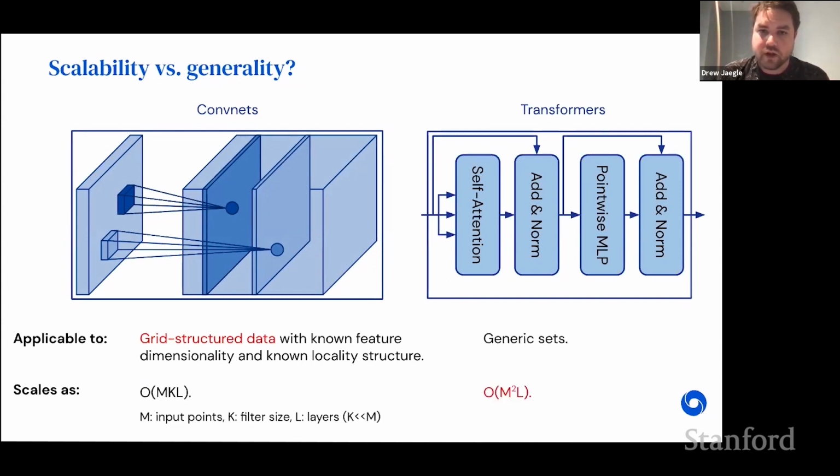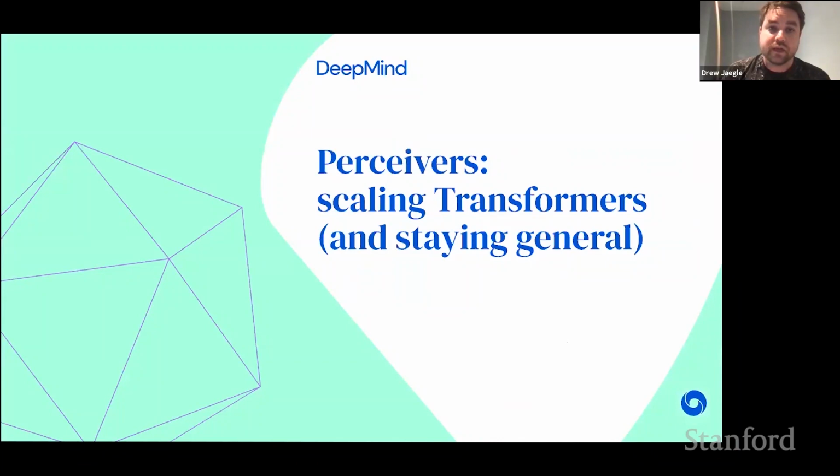On the other hand, they scale much, much worse. So convnets are linear, in the input points, the filter size, and the number of layers of that architecture, whereas transformers have this quadratic scaling, and they're still linear in the depth. So from this point of view, what we were interested in doing in the Perceiver line of work was to scale transformers, but keep the generality properties. So we want something that lives in between these two extremes.